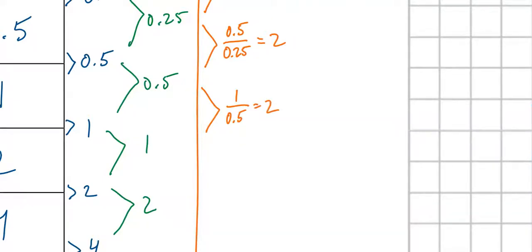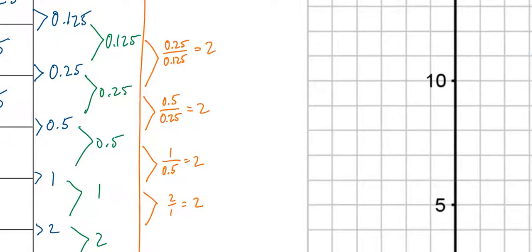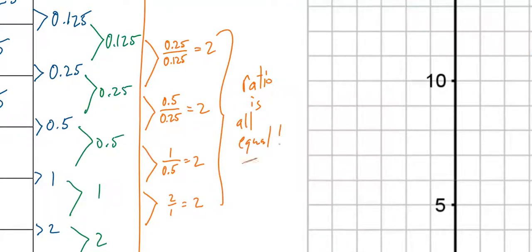So what happened here? Before, when we subtracted, we got the first differences. They were all equal. It was linear. Subtracted, got the second differences all equal. That was quadratic. This time we divided, so the ratio is all equal. Therefore, this function is exponential.